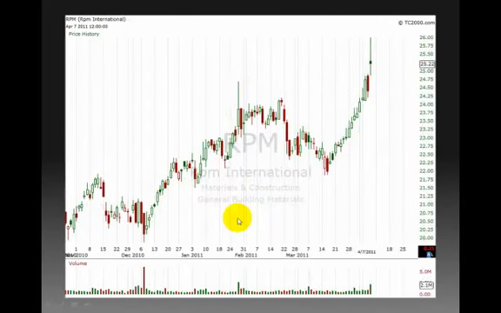Alright, the last chart we're going to look at is of RPM International, and you can see here that we had a bullish piercing pattern, and it formed on not only horizontal support but again dynamic support, and where these two levels meet is an extremely strong place to enter a trade, and that's what we specialize in here at Candlestick Trading for Maximum Profits.